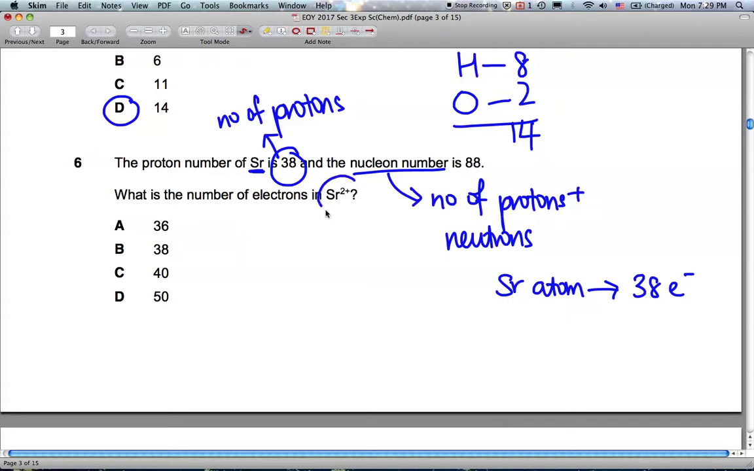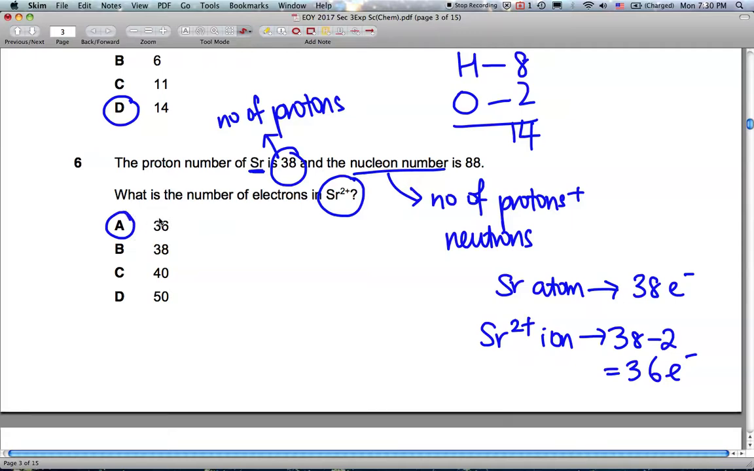So Sr2+, okay, what has happened? Sr2+ ions, basically it has lost 2 electrons. So 38 minus 2 gives me 36 electrons. Because I started off with 38 electrons, I lost 2 electrons to form strontium 2+. This gives me 36 electrons remaining, and therefore the answer is A.